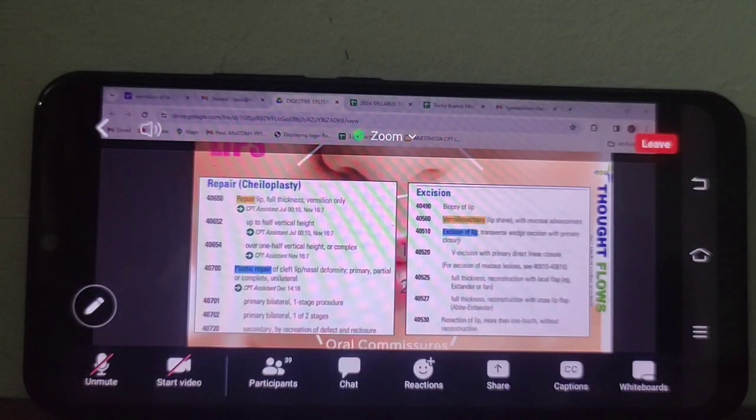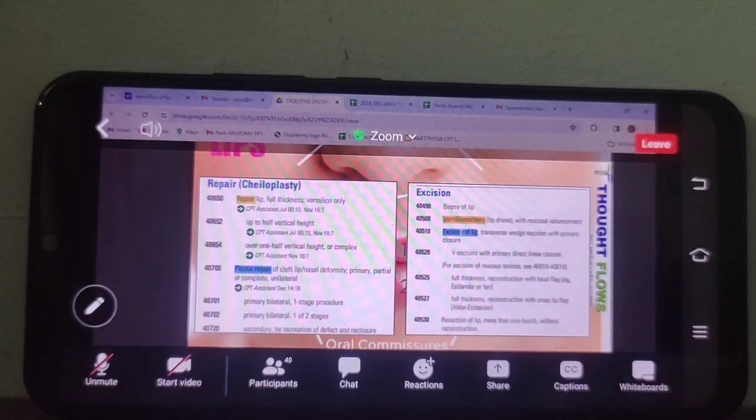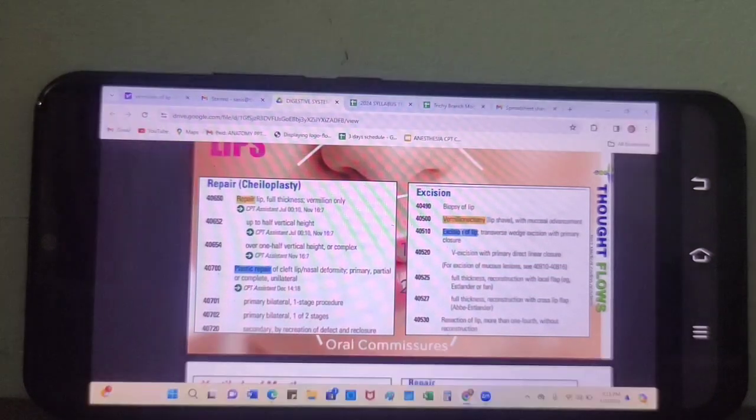Excision means excision of lip, resection of lip. What does excision mean? The doctor did not remove the lip completely. So excision means a partial removal. Resection means a complete removal. Take note of the meaning.